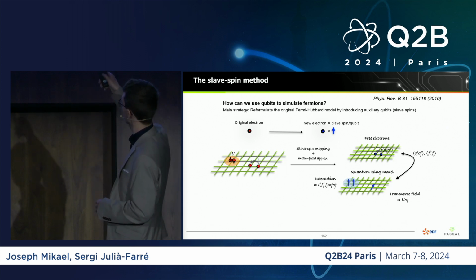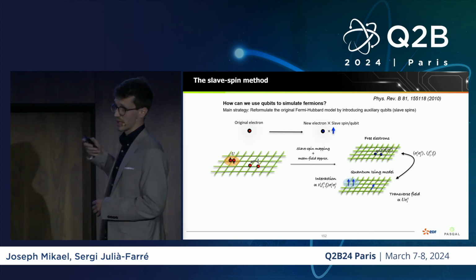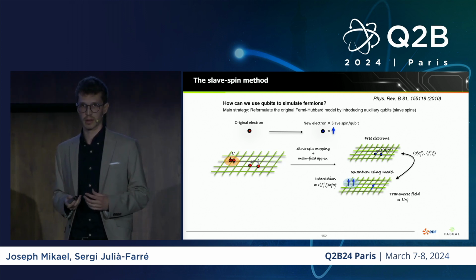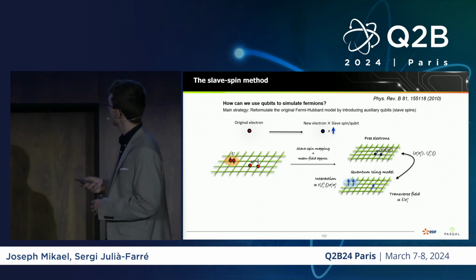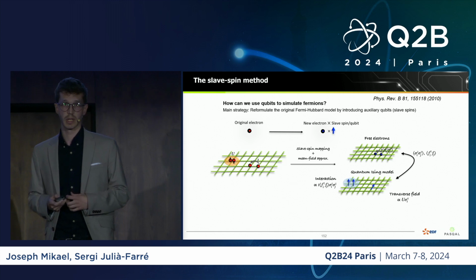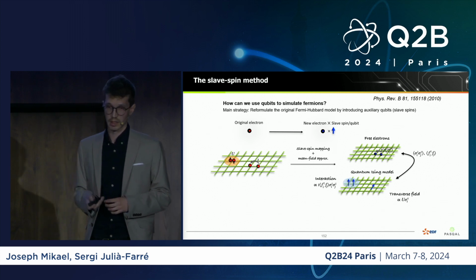So we now get two different problems to solve. One that involves free electrons. So we still have electrons, but they do not interact, so we can solve them very easily. And then the numerical complexity is mapped to a quantum Ising model. So a model that is still difficult to treat classically, but at least is made of qubits, so we can simulate it.